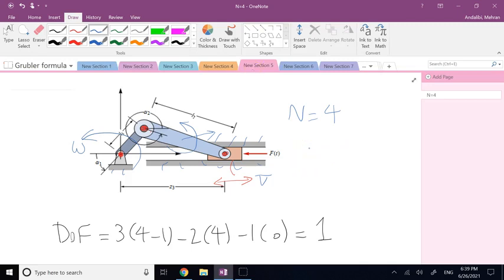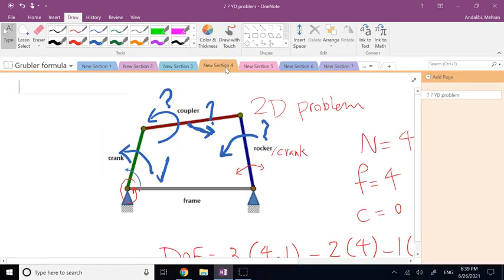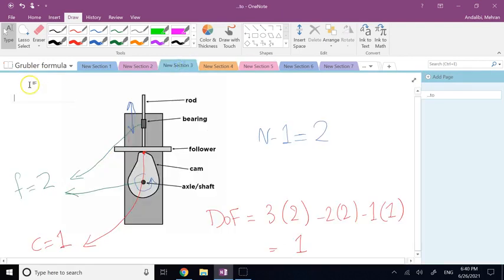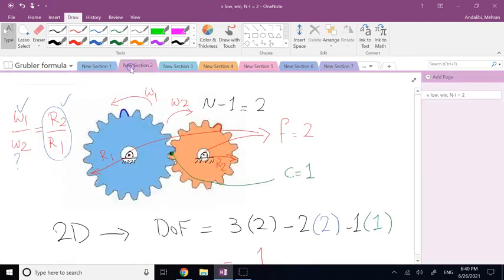Let me, by the way, write them down. I'm not sure if I have the names here, because these are important and I want you to know the names. So this is called the 4-bar linkage or 4-bar mechanism. This is called the slider crank mechanism. This is called the cam and follower. These are, of course, meshed gears or a gear train.